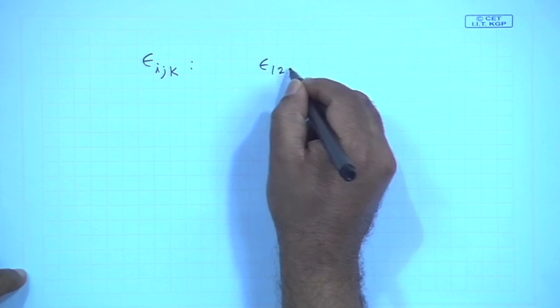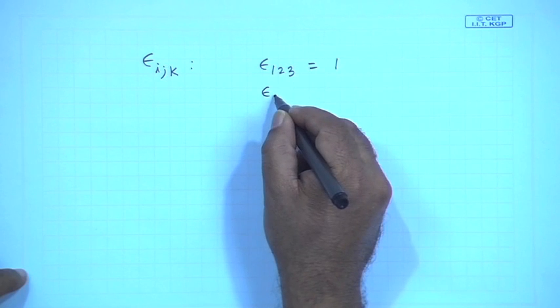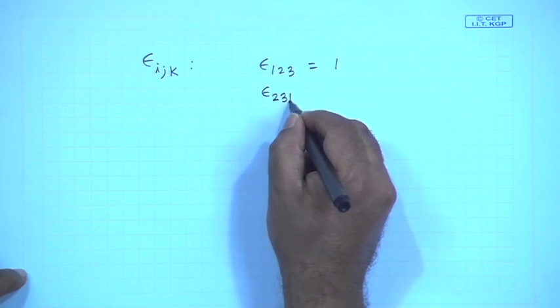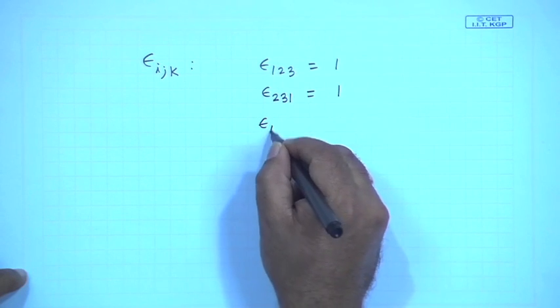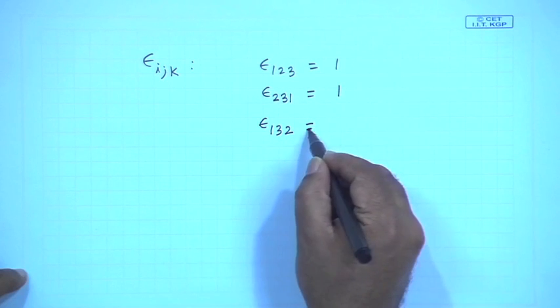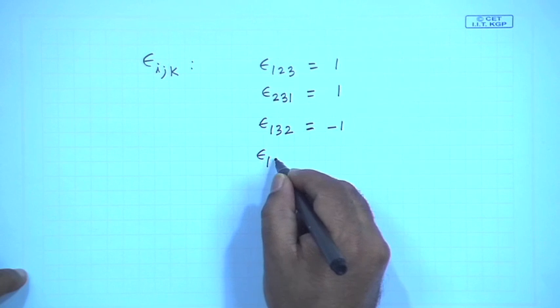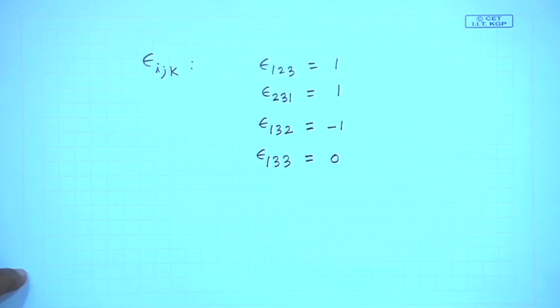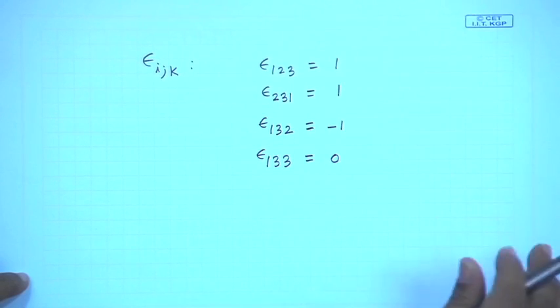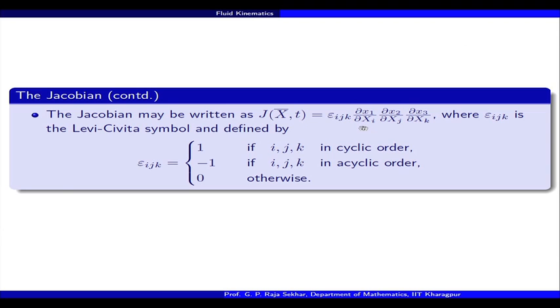Suppose you take epsilon 1 2 3, since these are in cyclic order, the value is 1. Similarly, suppose 2, 3, 1, they are in cyclic order. Suppose 1, 3, 2, the cyclic order is disturbed, they are in an acyclic order, so the value is minus 1. Similarly, suppose you take 1, 3, 3, there is an index repeated, so the value is 0. So, one can easily capture the Jacobian in terms of this. This proof can be an exercise.